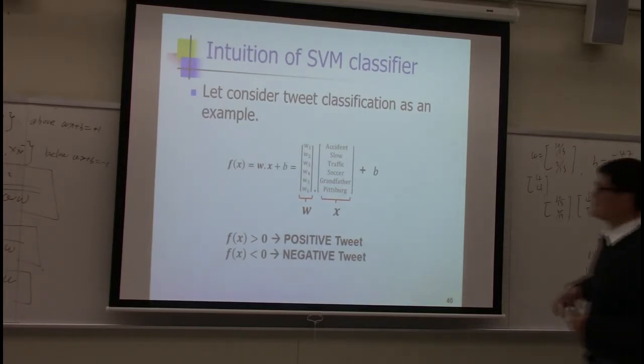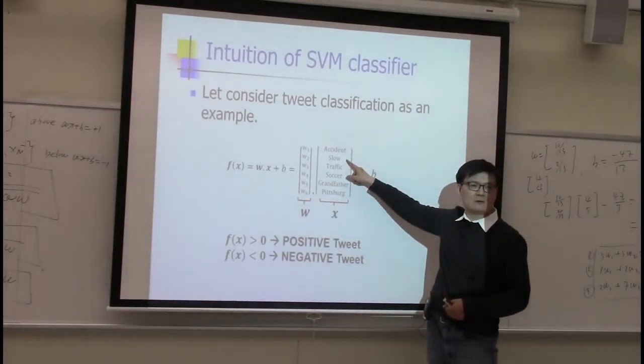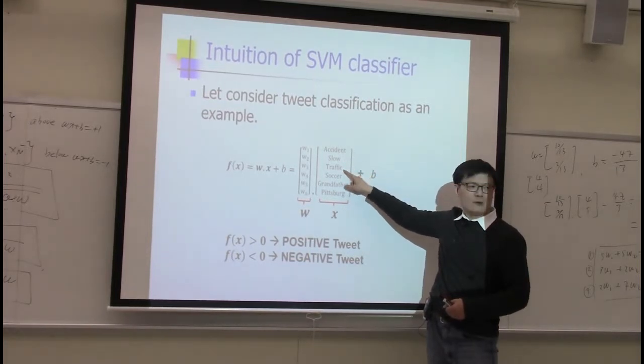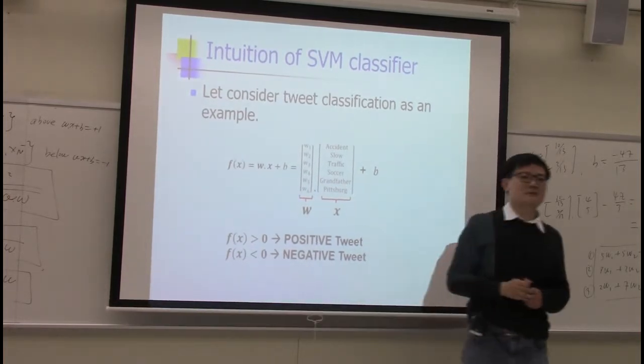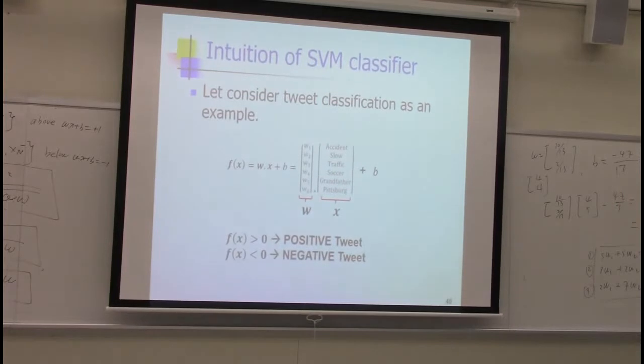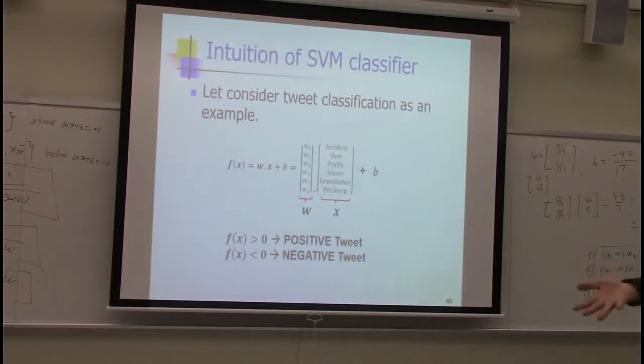We consider frequency of accident, feature 1. Frequency of keyword slow, feature 2. Frequency of keyword traffic, feature 3. Soccer frequency, feature 4. Grandfather, feature 5. Pittsburgh, feature 6. I only define frequencies of 6 keywords, but you can define 1,000 keywords. Then you have 1,000 frequencies.